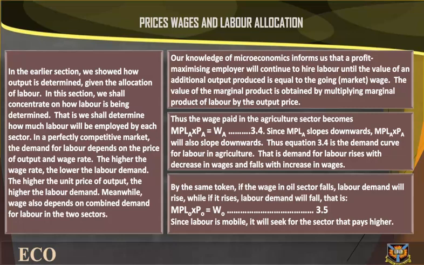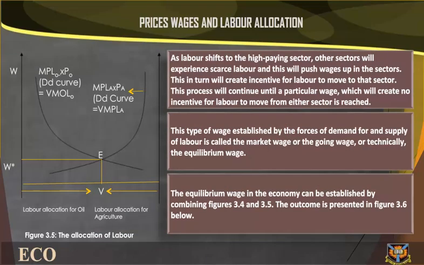By the same token, if the wage in the oil sector falls, labor demand will rise, while if it rises, labor demand will fall. That is, since labor is mobile, it will seek the sector that pays higher. As labor shifts to the high-paying sector, other sectors will experience scarce labor, and this will push wages up in those sectors. This in turn will create an incentive for labor to move to that sector.